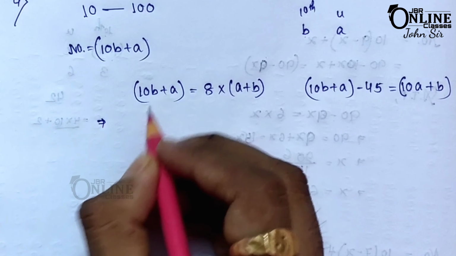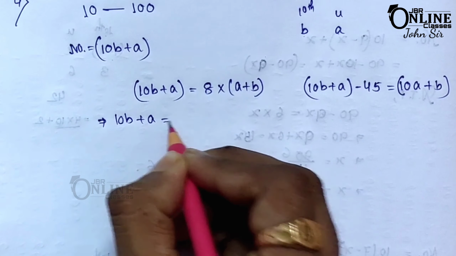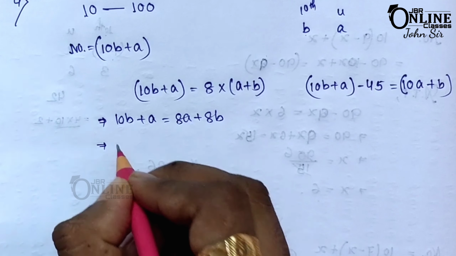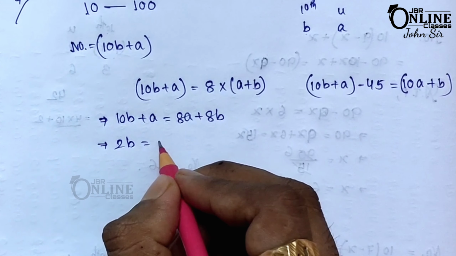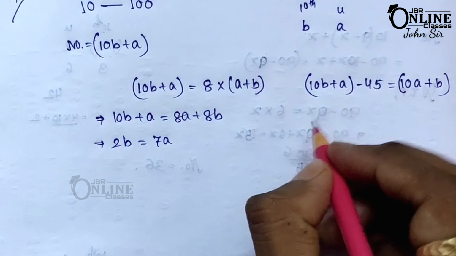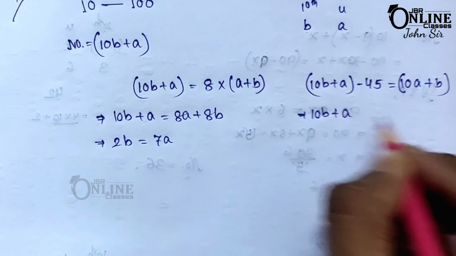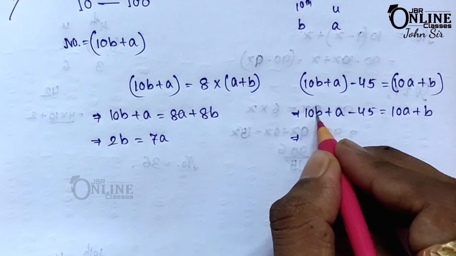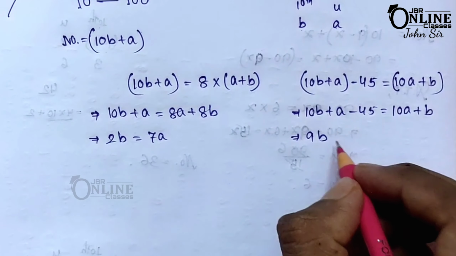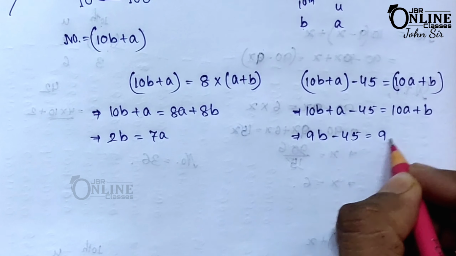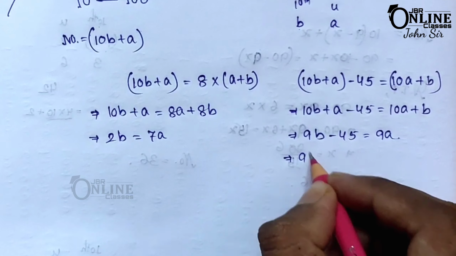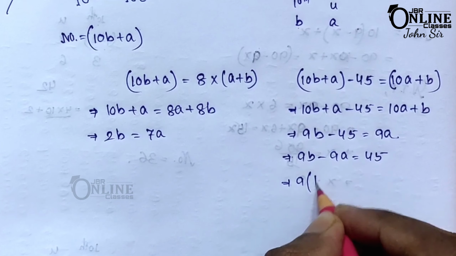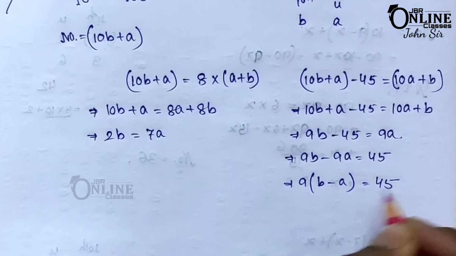Now I'm going to solve this one. So it will be 10b plus a and here 8a plus 8b. So that means 8b minus b it will be 7b and 8a minus a, that equal to 7a. Okay, and here 10b plus a minus 45, that equal to 10a plus b. 10b minus b, it's 9b. So 9b minus 45, that equal to 9a. Clear? So here 9b minus 9a, that equal to 45. If 9 will be common, so it becomes b minus a equal to 5.